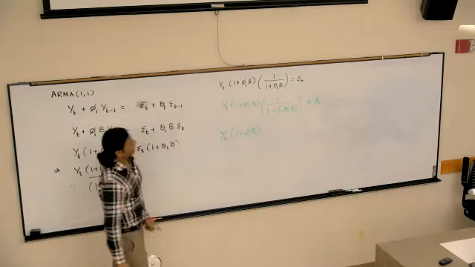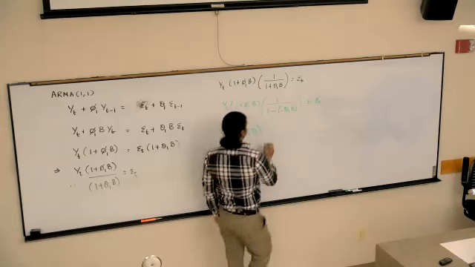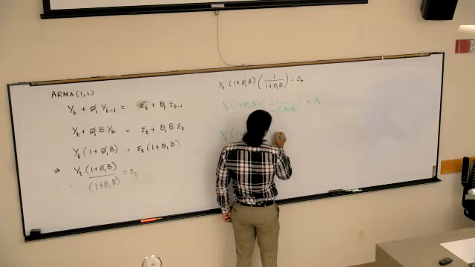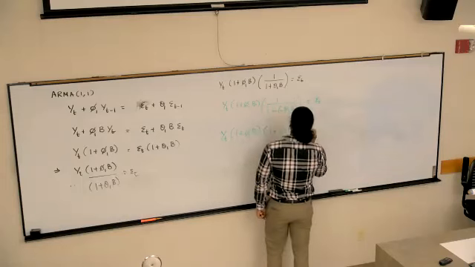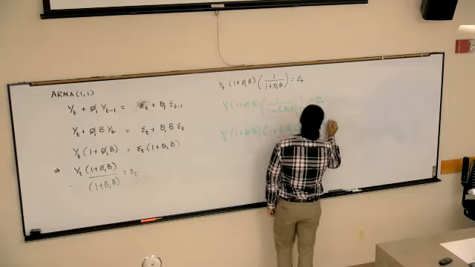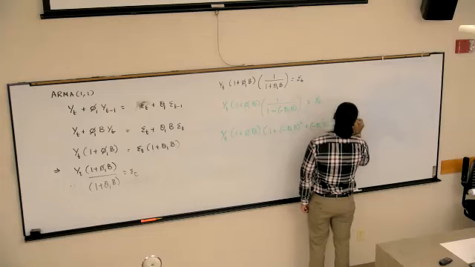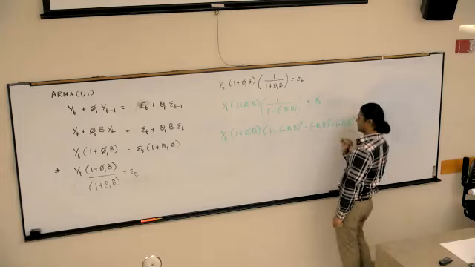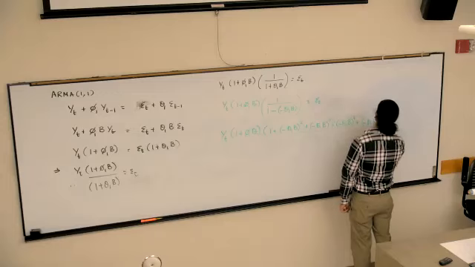So I will have 1 plus phi1 B multiplied by the series 1 plus minus theta 1 B squared plus minus theta 1 B cubed plus minus theta 1 B raised 4. I think we should be able to recognize the pattern with these, but let me go ahead and do one more time.